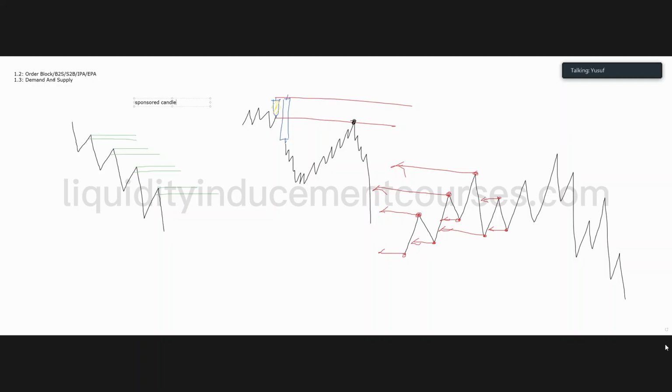These two can't be treated independently. Order block, demand and supply, buy to sell, sell to buy. So I'm treating it together. Then after that, we'll treat IPA and EPA. Now, that is what is sponsored candle. Why is that sponsored candle important? Shortly, you would know.